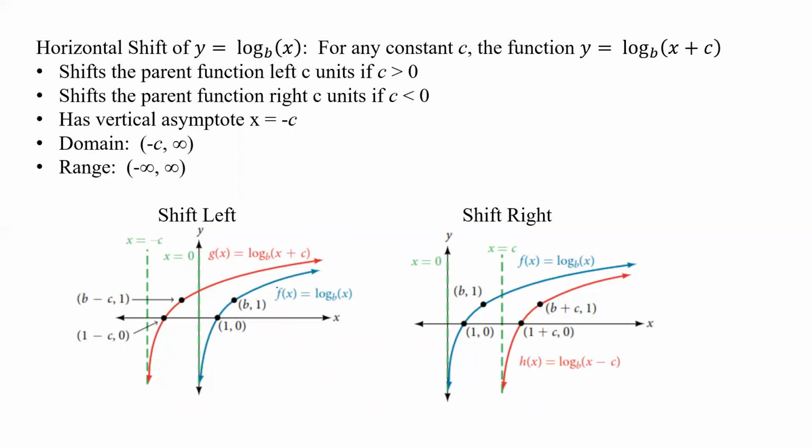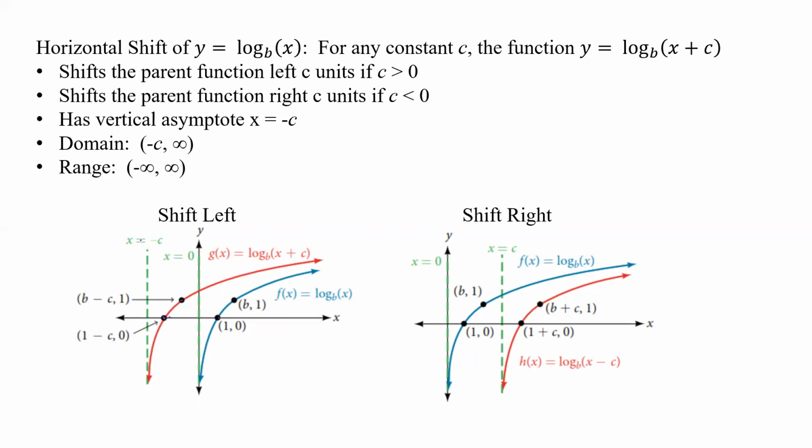We're going to draw a base function in easily because we know our points 1, 0, and b, 1. And then if we're shifting left, we're going to shift left by c units. And so this point over here becomes b minus c, and this one becomes 1 minus c. That's the only change, our x's change. So it becomes 1 minus c now, and we put a dot there. And this is b minus c, we put a dot there. And our new asymptote is at x equals negative c.